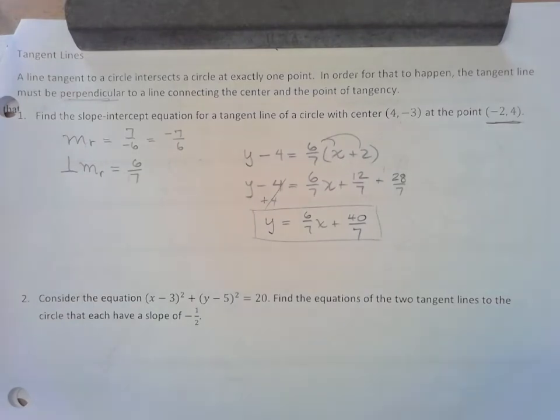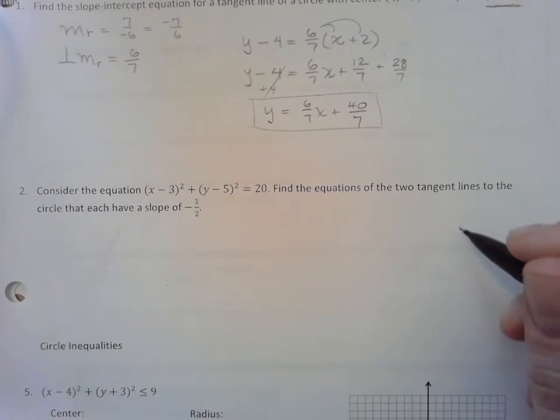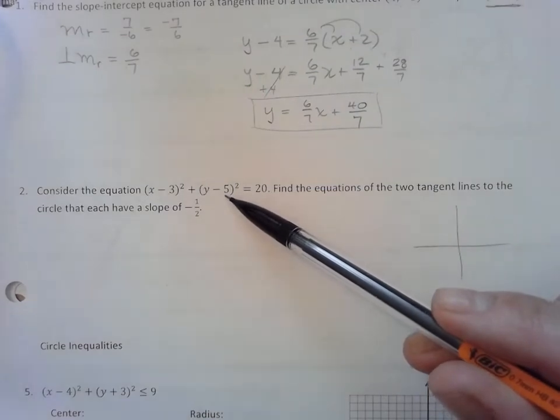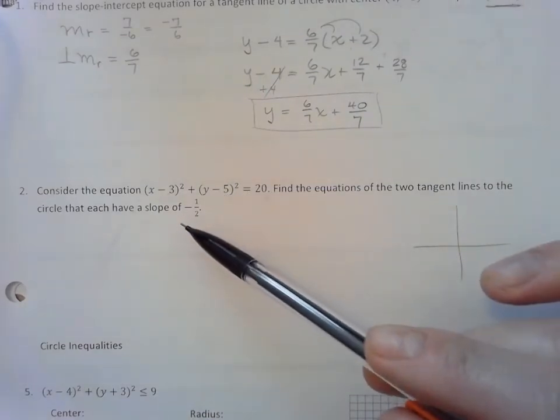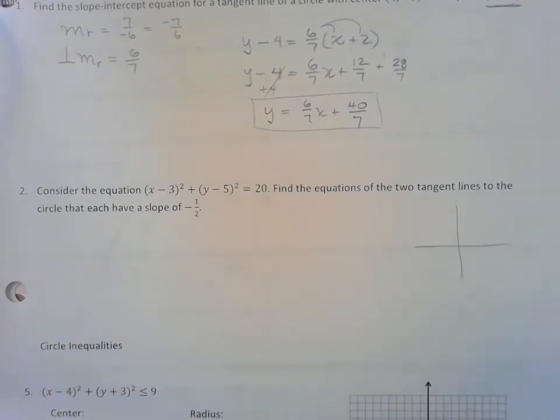Our next exercise is a little bit more challenging. It says, consider the equation of this circle. Find the equations of 2 tangent lines to the circle that have a given slope of -1/2. Okay, here's what I do know, but I'm not sure where to begin. I know that this is the equation and I could find the circle's center and its radius doing that. I know that the circle might have more than one tangent line with this slope, but I'm not sure exactly where it will be.